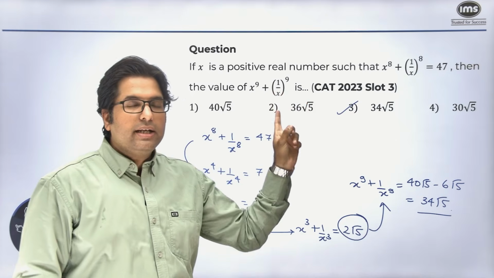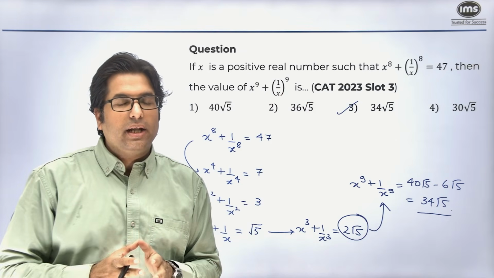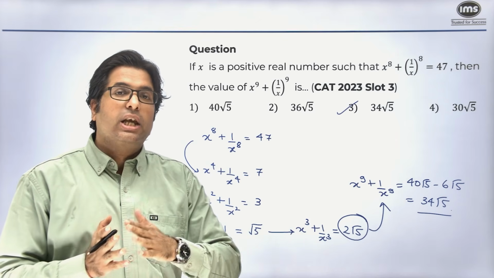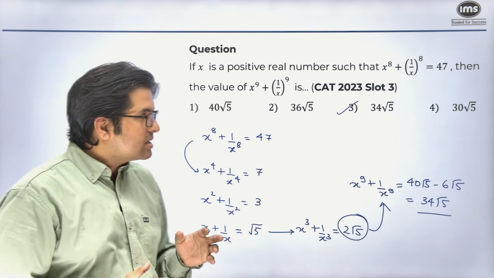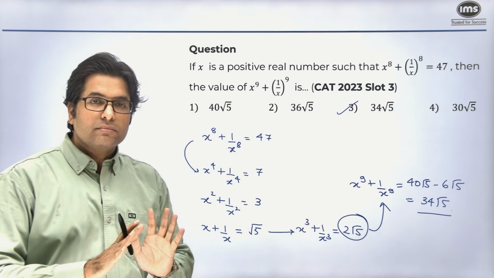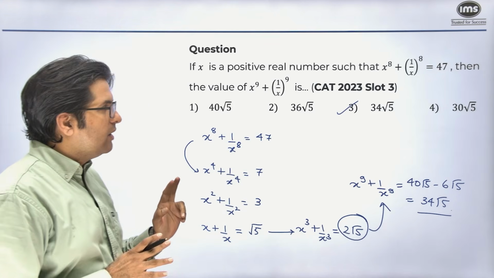And CAT 23 slot 3, or in general CAT 23, was touted as the most difficult CAT as far as the QA section was concerned. So you can understand that we are able to navigate through this question once we have built that approach to tackle this question conveniently.